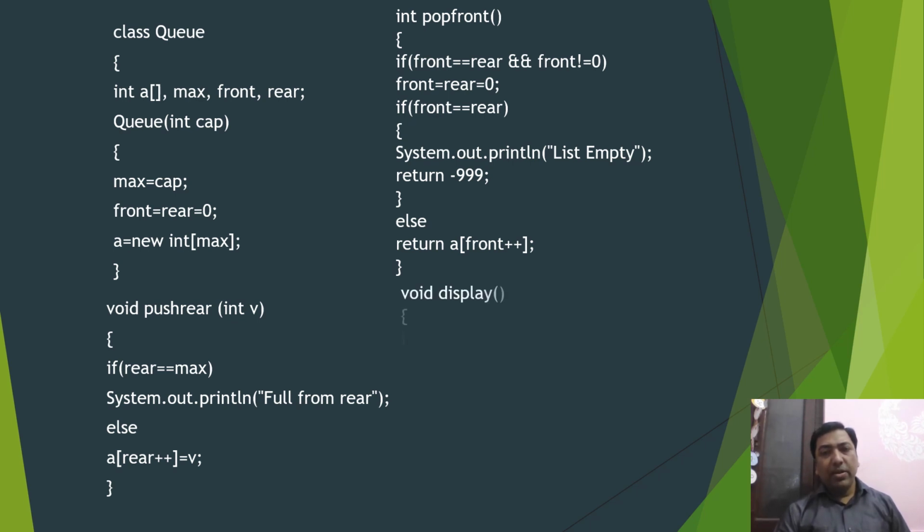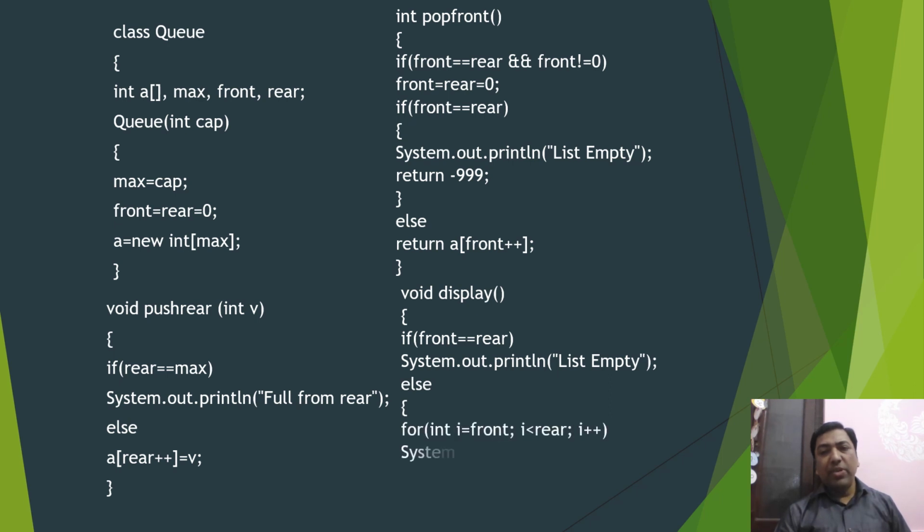Now void display: if front is equal to rear, that means the list is empty, else a loop will start from front to less than rear. Why? Because rear is indicating the index where the number is to be inserted. So the actual number is present before rear. So the loop will start from front to less than rear and System.out.println(a[i]).